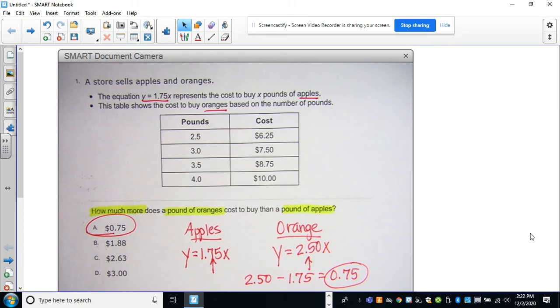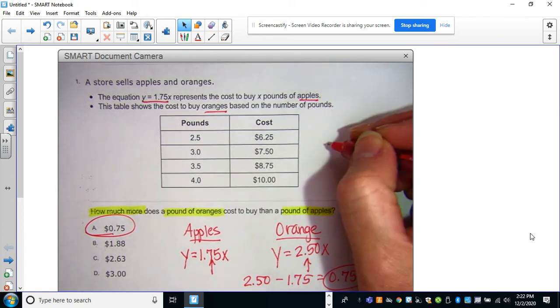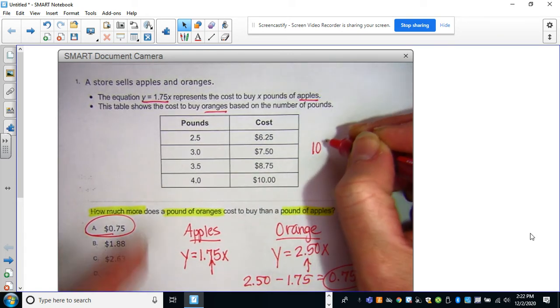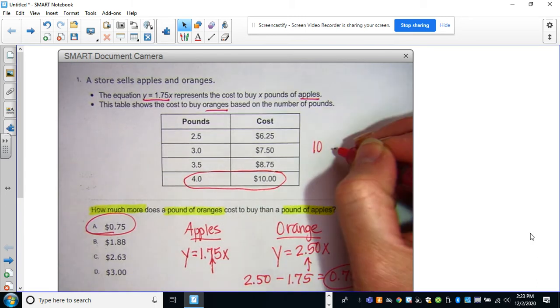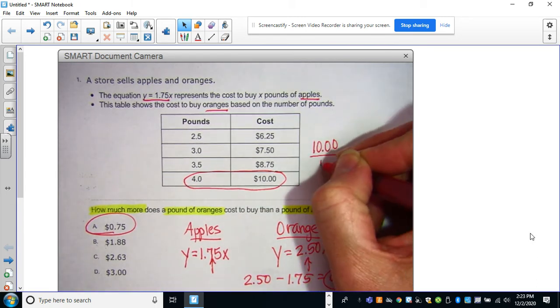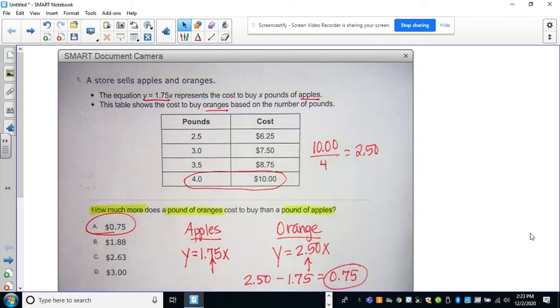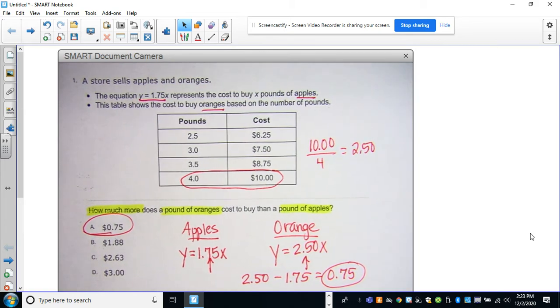Answer A. Again, this could have been a lot simpler, this one probably would have been the easiest to figure out. $10 divided by 4 pounds is $2.50 per pound. But I did want to show you how to do it on your calculator as well.